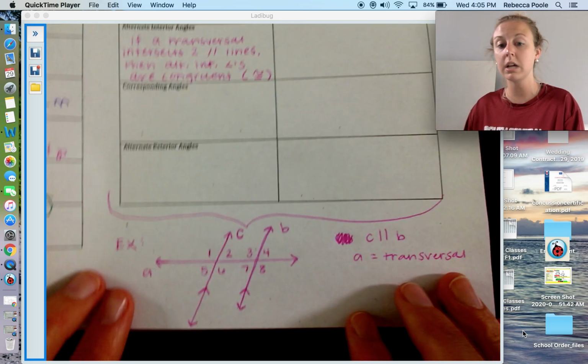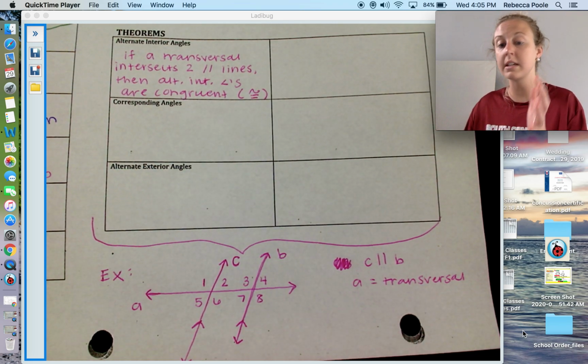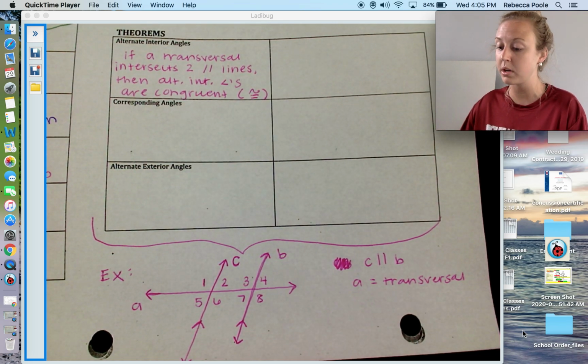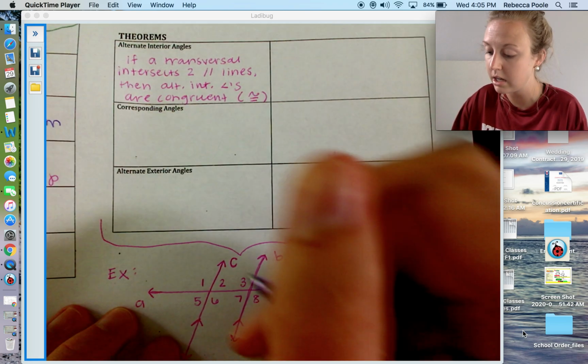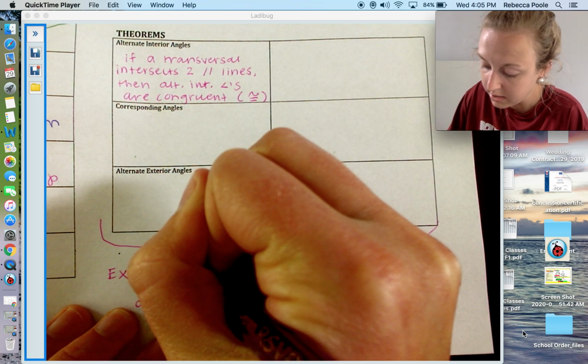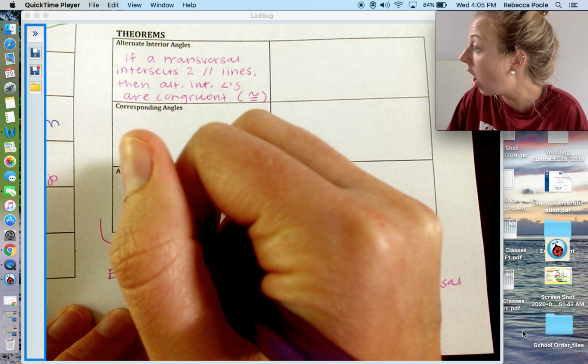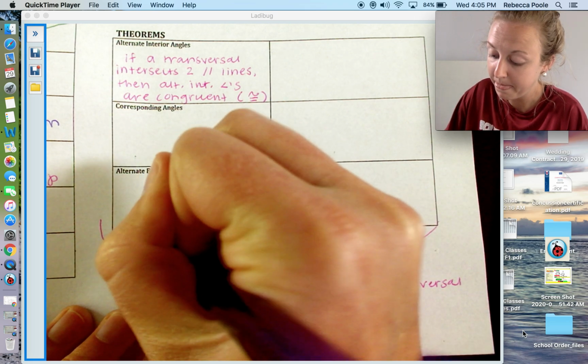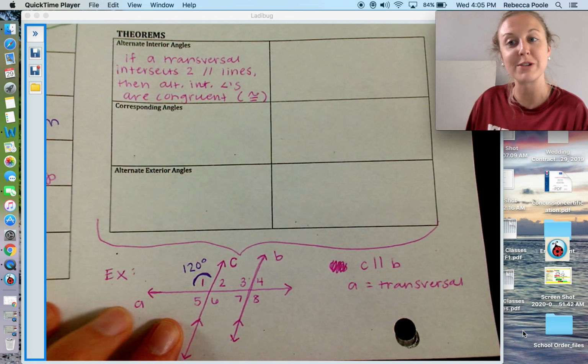So let's look at our example. And for the sake of this example, I am going to tell you guys that angle 1, Daisy, shh, hush. I'm trying not to laugh because it's funny because she's pissed off.